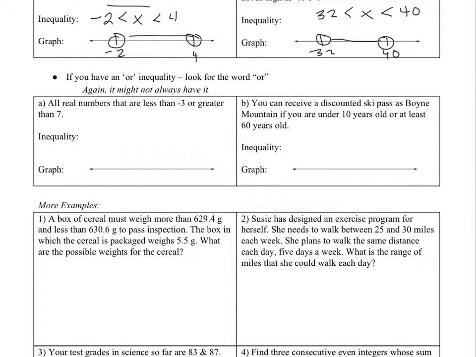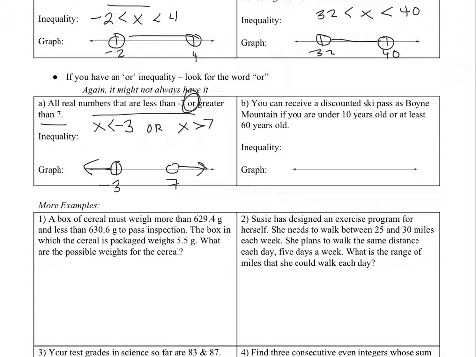If you have an or situation, you're really looking for the word or. Two different situations exist. All real numbers that are less than -3 or greater than 7. So less than -3 is x is less than -3 or greater than 7. x is greater than 7. When you graph an or situation, they do look like an or when you're drawing. So an open dot at -3, open dot at 7.